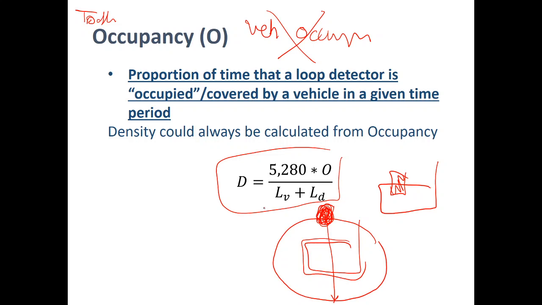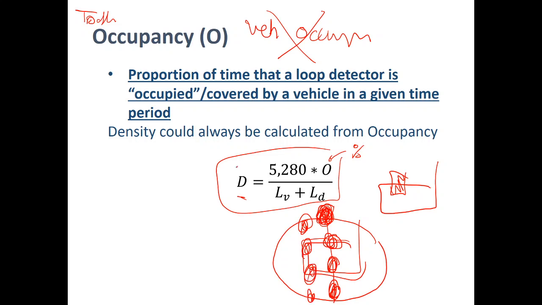So it's related also to the density. So this is occupancy, and occupancy here is in percentage. Percentage of time cars occupy this. The more cars occupy, and you get occupied more time in your hour, meaning that you have more density here.